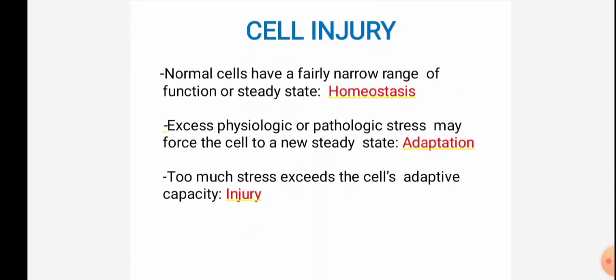Basically, cell damage or changes in cells may occur due to internal as well as external environmental changes. The normal cell has a very narrow range of functions, a steady state, which means homeostasis. If a physiologic or pathologic stress forces the cell to a new steady state, that is adaptation, which means the cell adapts to the external stresses. If too much stress exceeds the cell's adaptive capacity, it leads to injury, which means the cell can't adapt to the stresses.